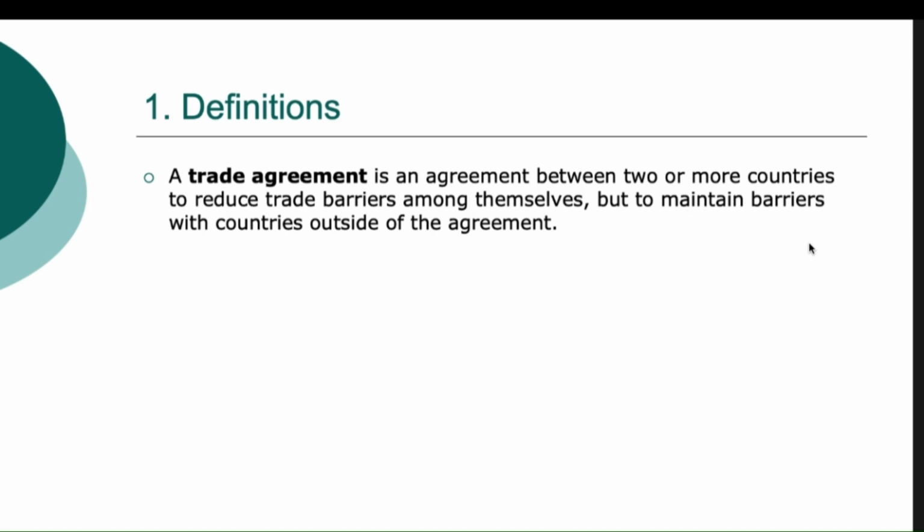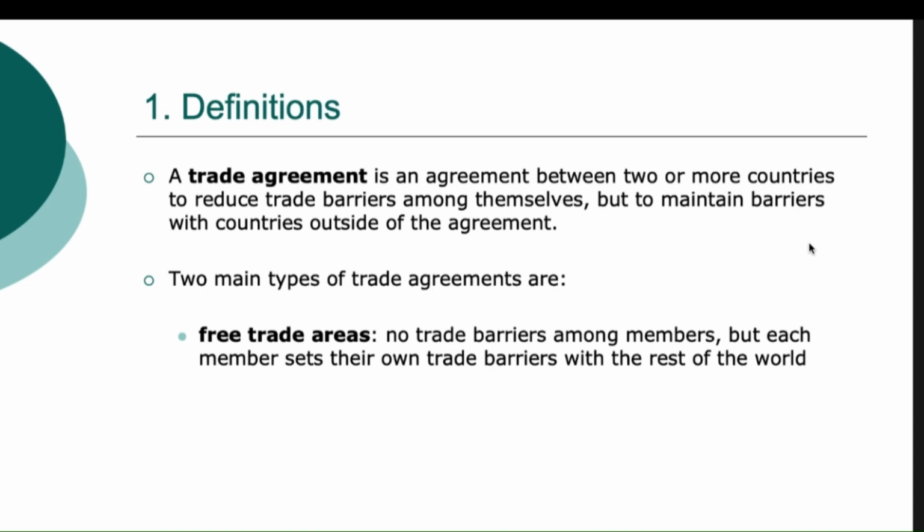Now, these trade agreements come under various different names. Sometimes they're called regional trade agreements when the countries are from the same region. Sometimes they're called preferential trade agreements, or sometimes they're just called trading blocks. But in all cases, this is the basic definition that I'm going to be using and that most people will use.